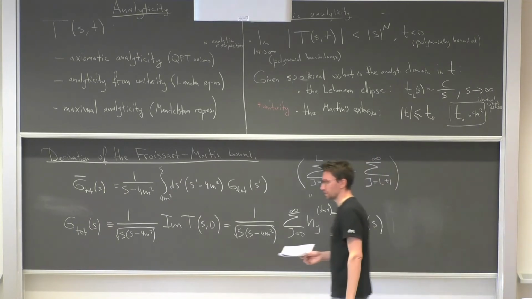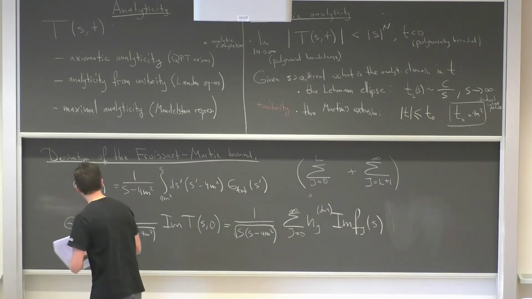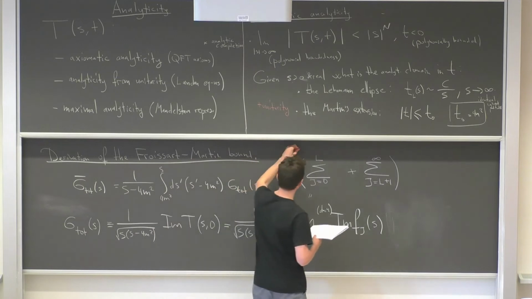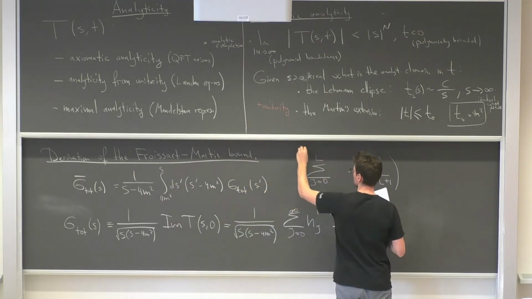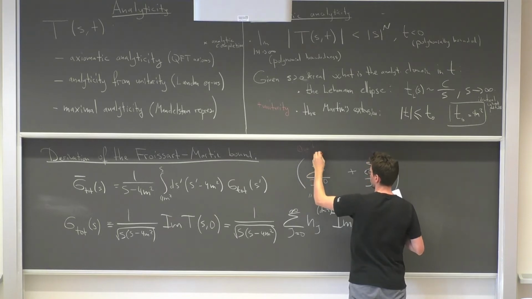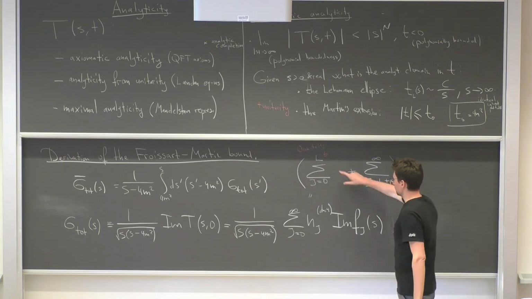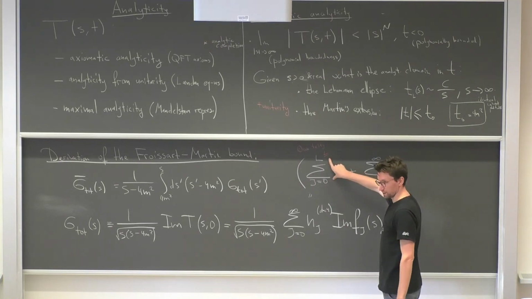Then the proof will proceed in 3 steps. First, we use unitarity to bound this guy. We will do this now. So unitarity will be used for this, non-perturbative unitarity.